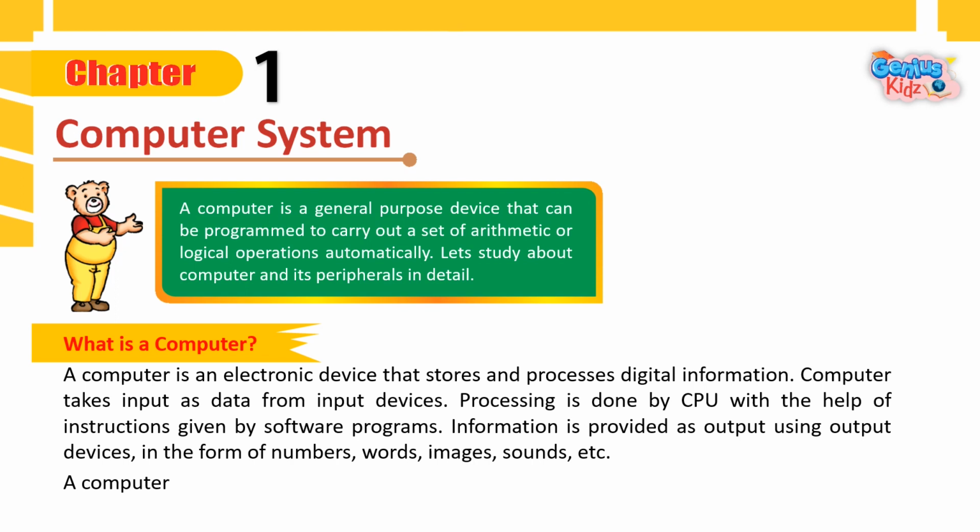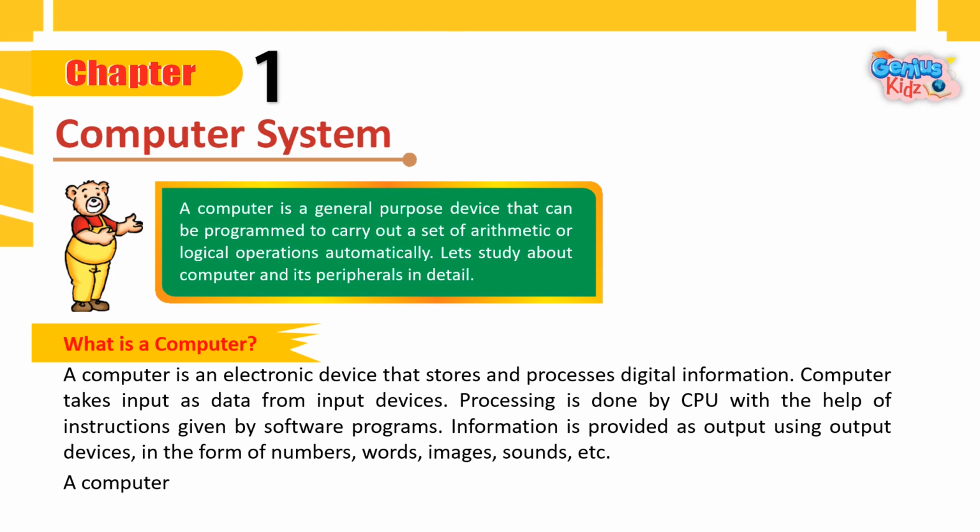What is a computer? A computer is an electronic device that stores and processes digital information. Computer takes input as data from input devices. Processing is done by CPU with the help of instructions given by software programs. Information is provided as output using output devices in the form of numbers, words, images, sounds, etc.